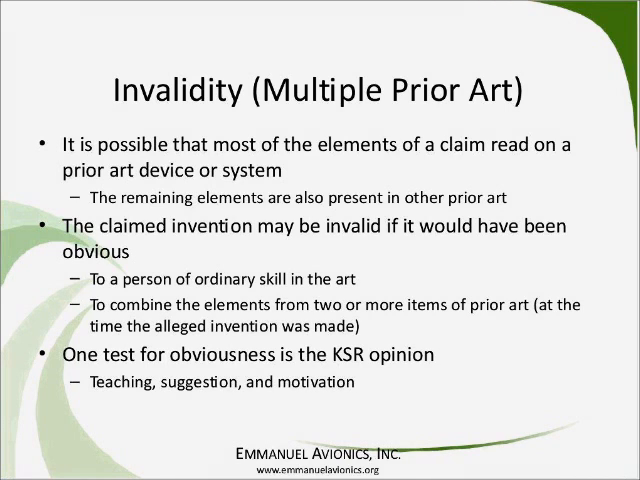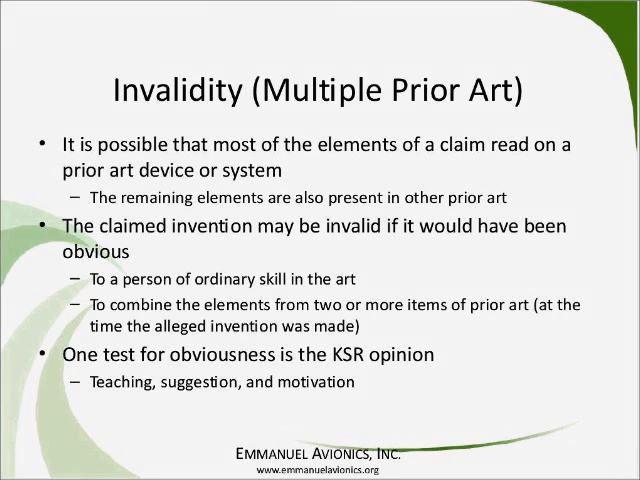And the case history, case precedent, shows that the way to test for obviousness is by looking at teaching, suggestion, and motivation. The teaching is what it says in the prior art and in the patent. The suggestion is that these teachings should suggest that they should be combined to form part of the claim. And the motivation is that the inventor has some reason for trying to combine the two claims. And if one can show teaching, suggestion, and motivation, then that is one test for obviousness, and that's a way to invalidate a claim based on multiple prior arts.